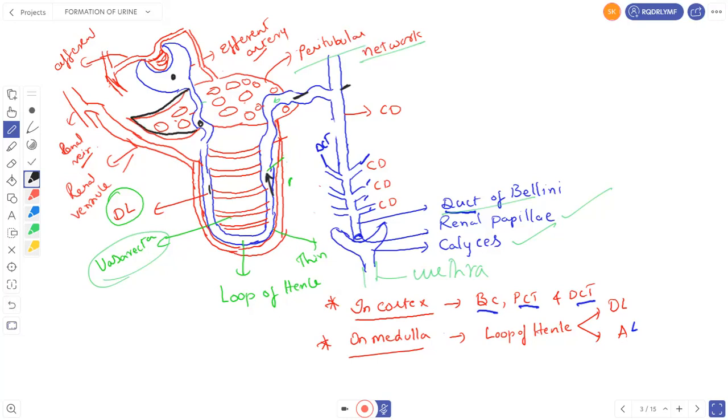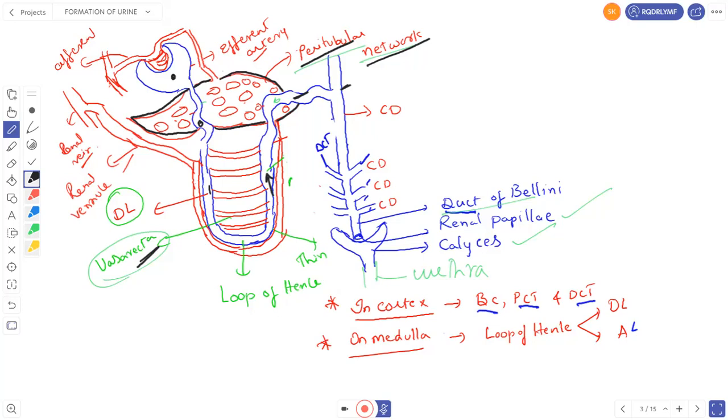The network of blood capillaries present around the PCT and DCT is called as peritubular network. So the network of blood capillaries that surrounds the proximal convoluted tubule and distal convoluted tubule is called as peritubular network. Then the network of blood capillaries that surrounds the loop of Henle is called as vasa recta.